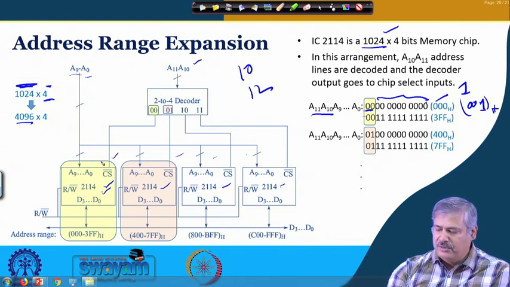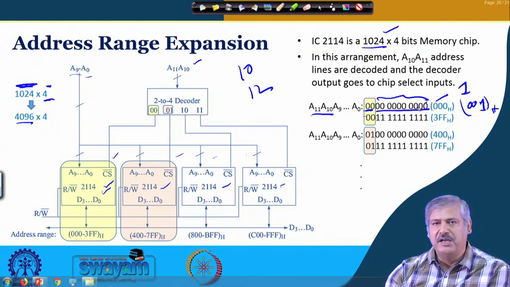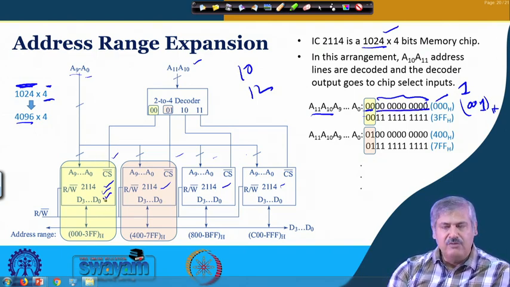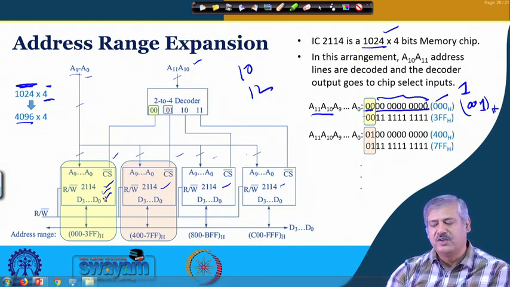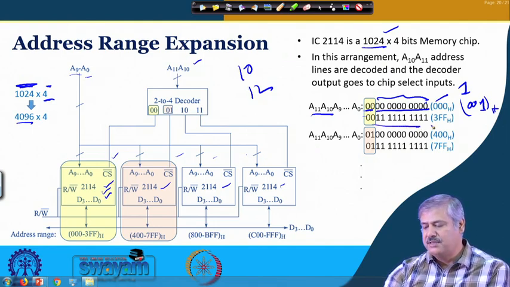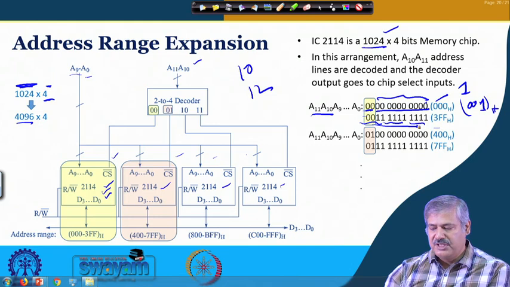So, whatever you do with the rest of the A0 to A9 bits is happening in this particular block. And how far can you go with this? All of A0 to A9 becoming 1, so that is your 3FF, which you can read in hex, meaning groups of 4. So, this address will be available here.